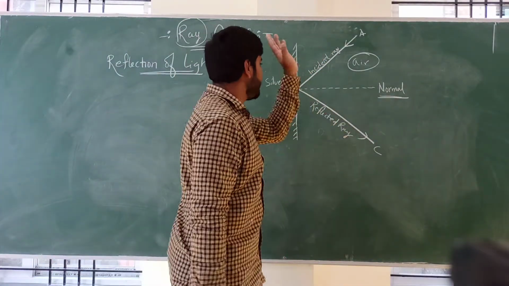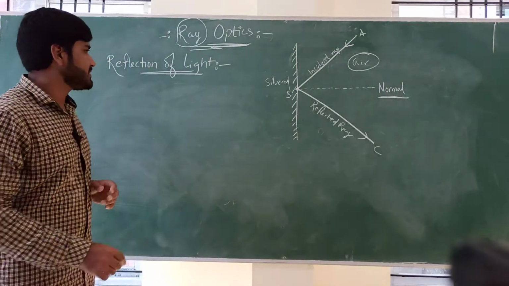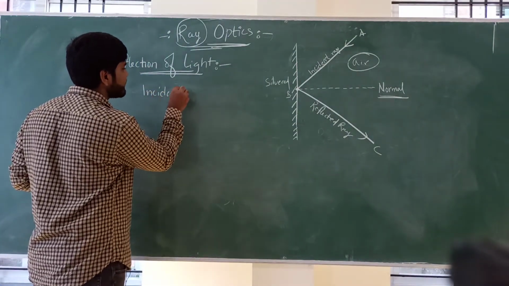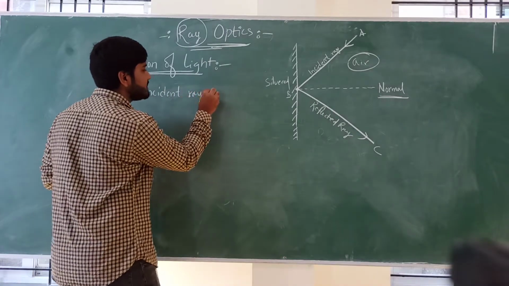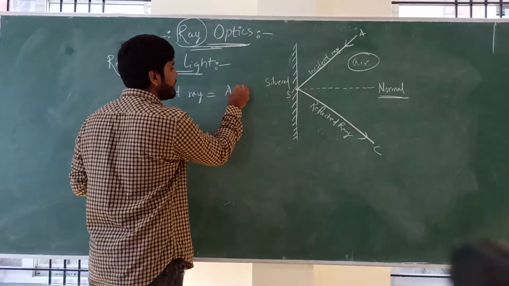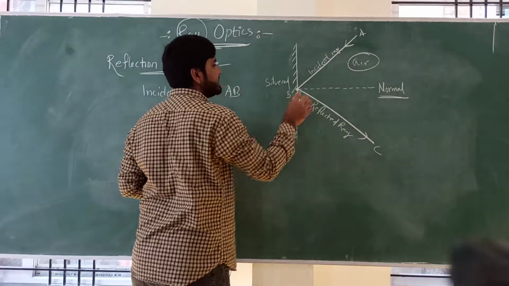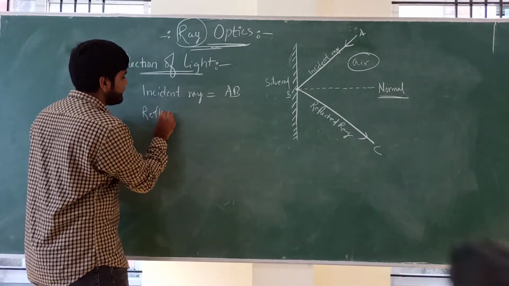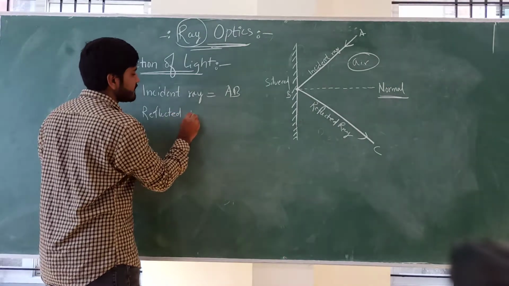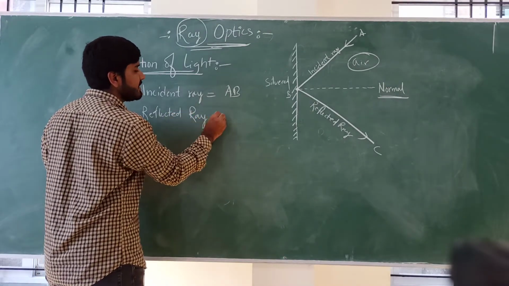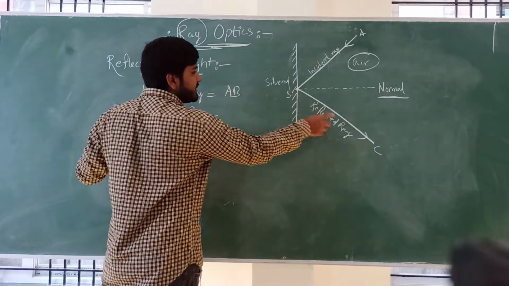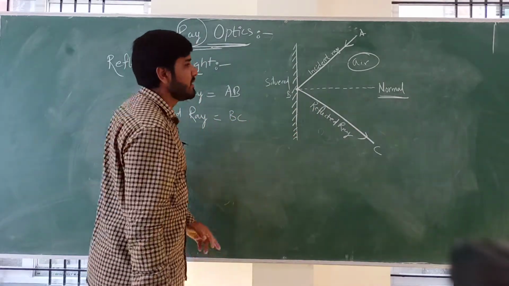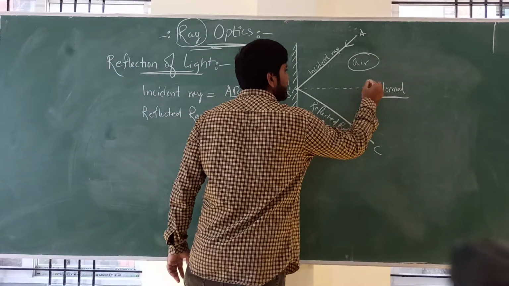A, B, C. Okay, now if I ask you some question, what is the incident ray? Incident ray is nothing but AB. AB is incident ray. What is reflected ray? So you will say reflected ray is BC. BC is reflecting ray. Okay, one more name I will give you here, D.